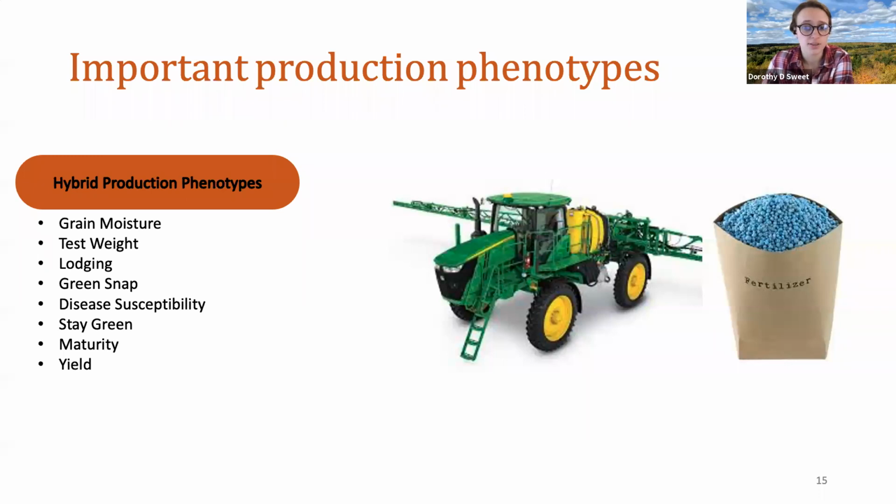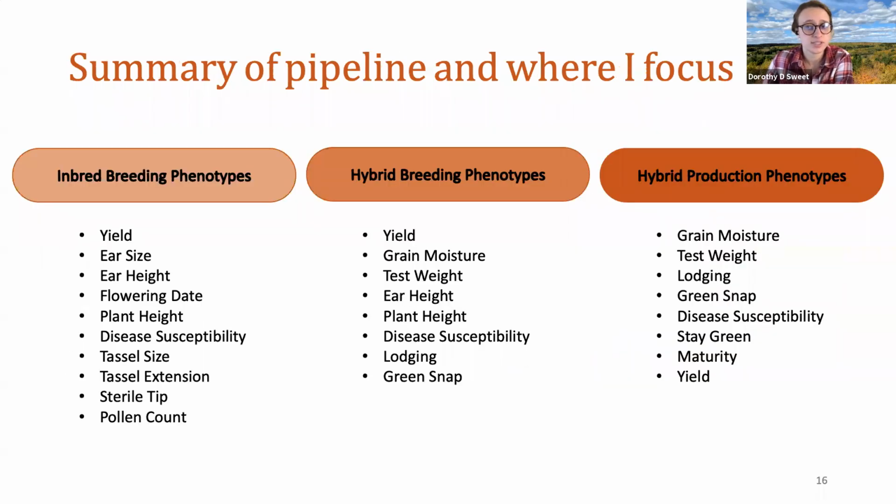While breeders work on the genetics of a plant that will yield well, farmers concentrate more on providing the best and most economic growing conditions to provide a good yield and good income for their farm. So after looking at all of the time points separately, we can see that there are a lot of phenotypes that are collected throughout the corn pipeline. Collecting all of these traits can be very time-consuming.